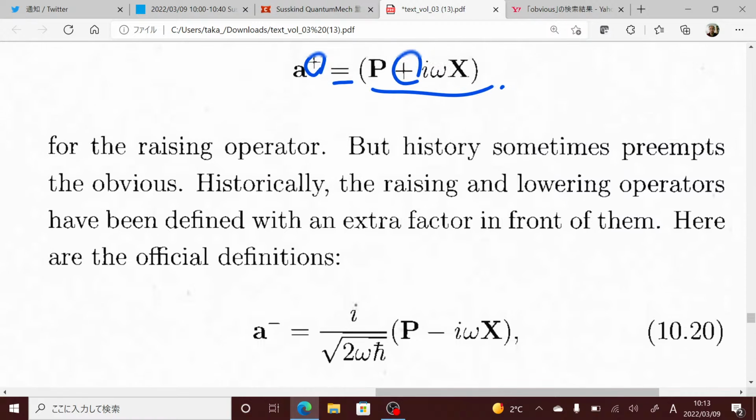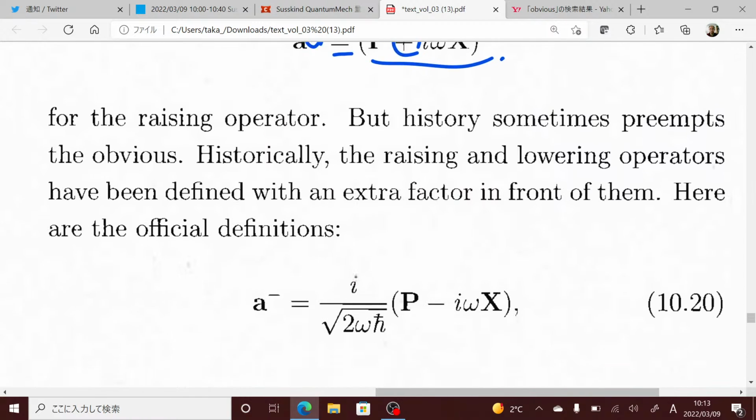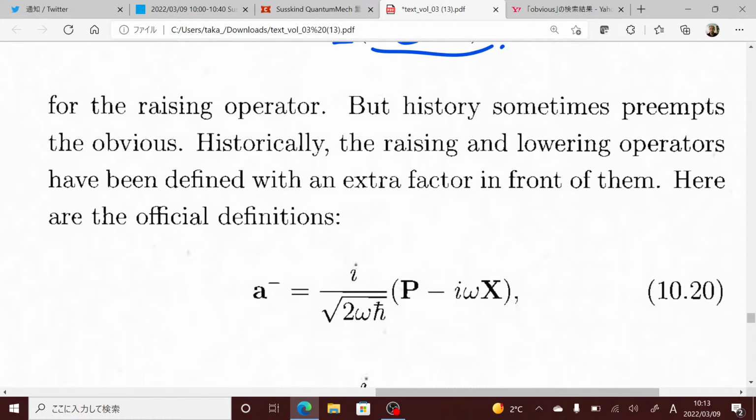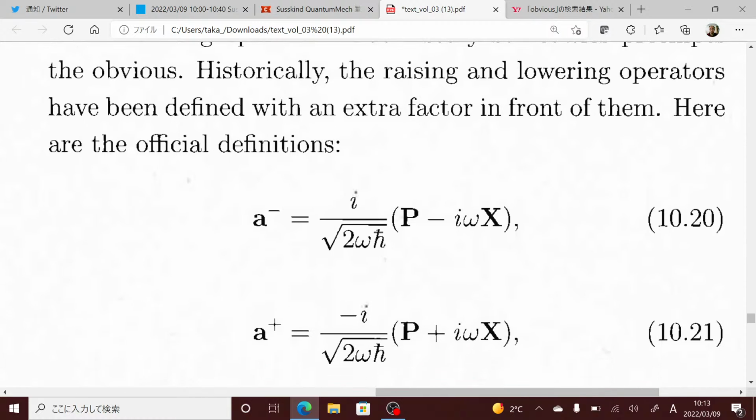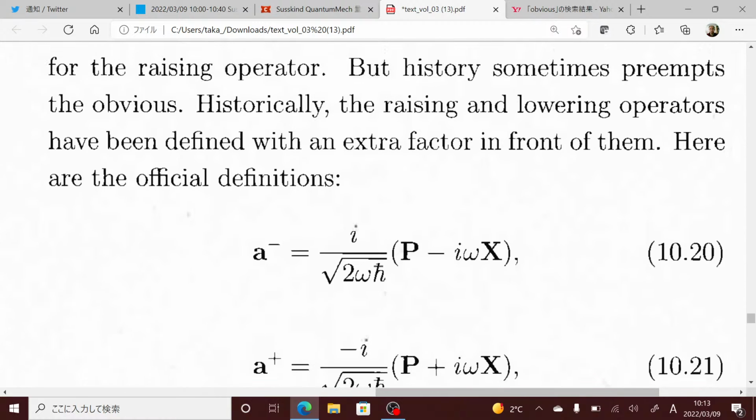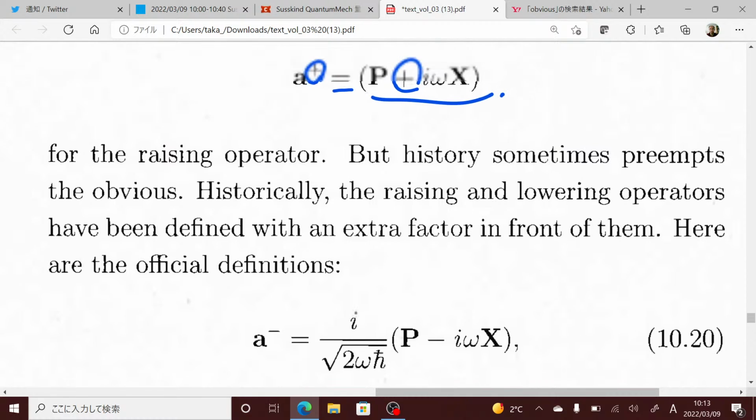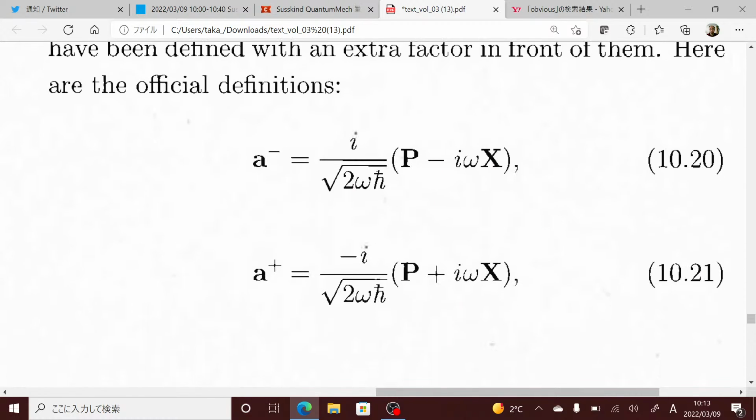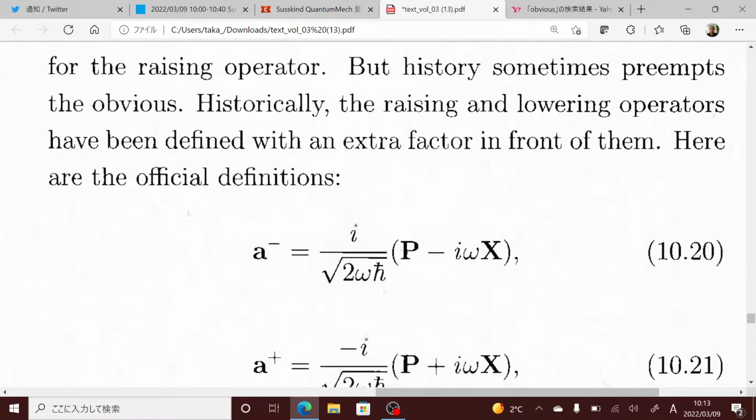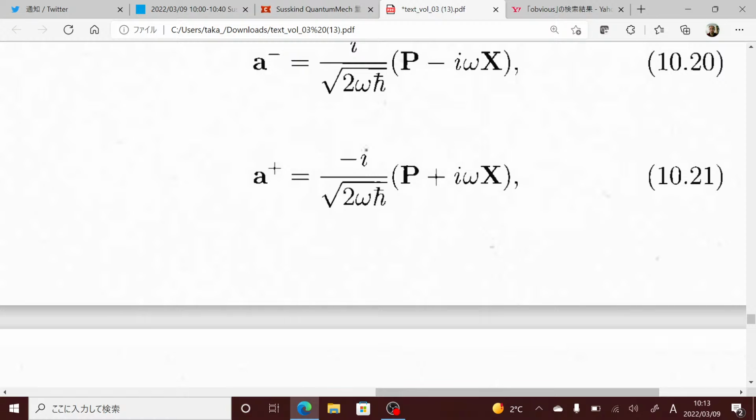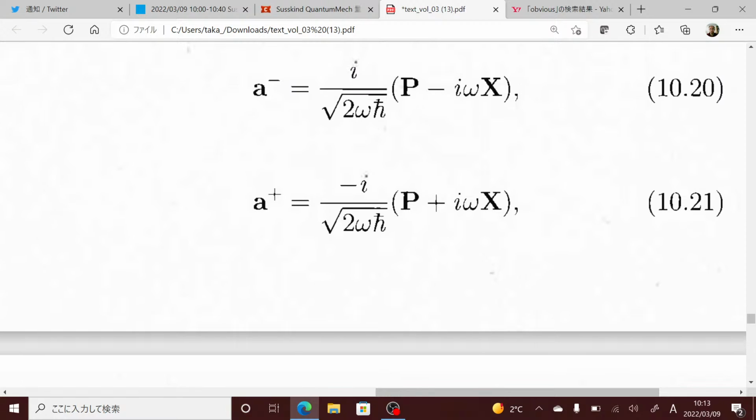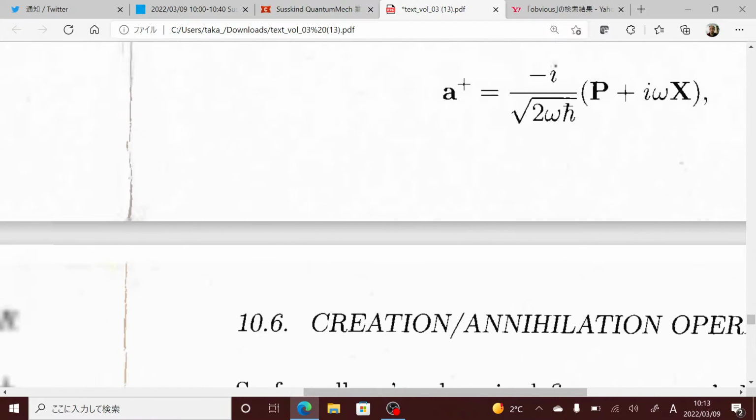A minus, there is a minus I in front, divided by square root 2 omega h bar. Then there is a minus I in front for A plus, divided by square root 2 omega h bar. P minus I omega x and P plus I omega x.